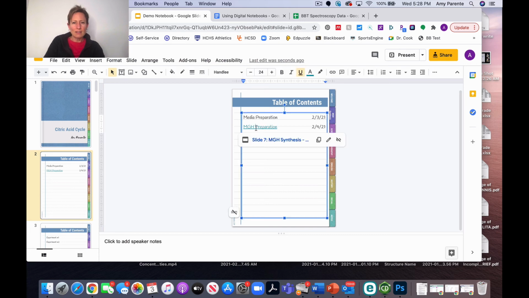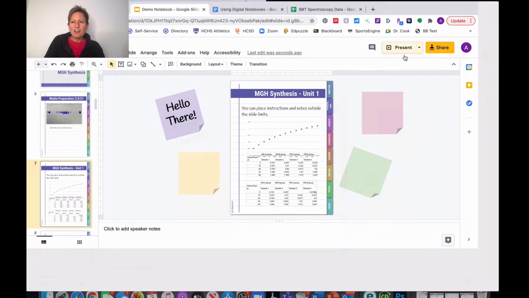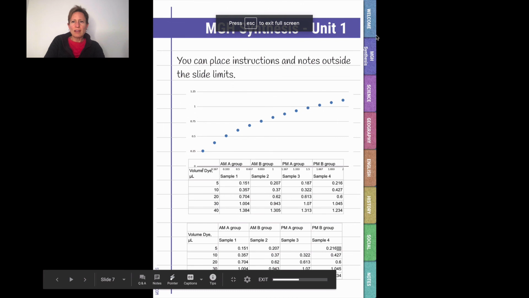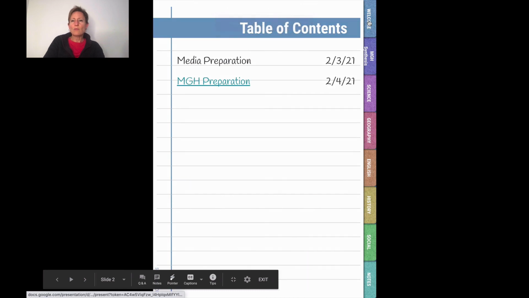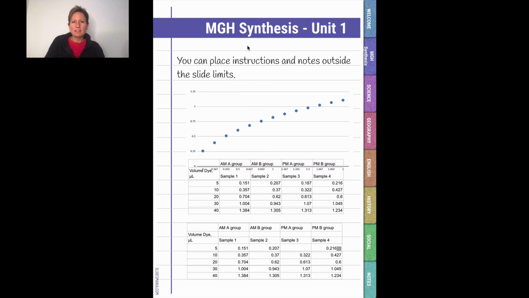Now, you can click on it here and navigate. So you can click on your notebook while it's in this spot. Noticing here, we can click on this. I thought this one worked, but maybe not. But if we're in present mode, this is where these tabs really work. So that welcome will take us back to our table of contents. You can click on this. This takes you to your MGH synthesis stuff.